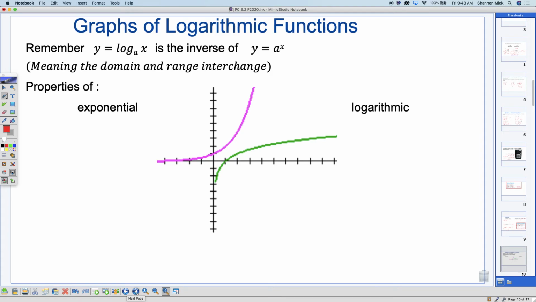Okay, so the graph. They are inverses of each other, yes? And inverse functions interchange range and domain. And they reflect across this beautiful y equals x line. Slope of 1, y-intercept of 0, correct?